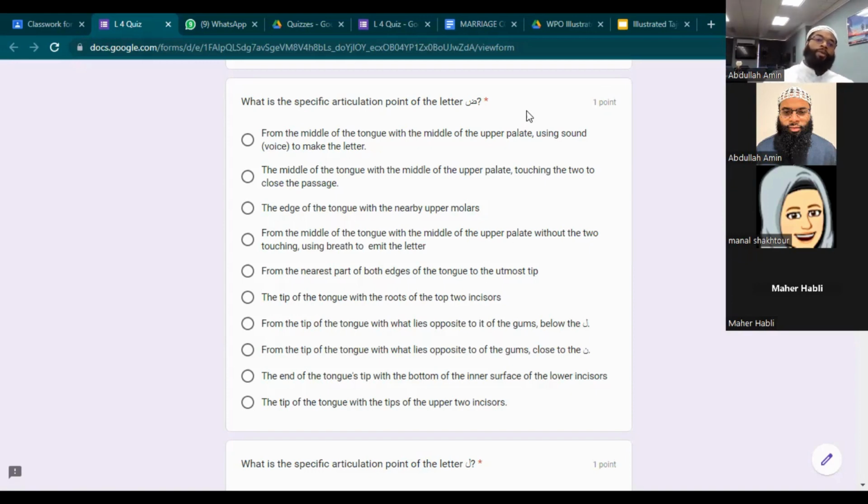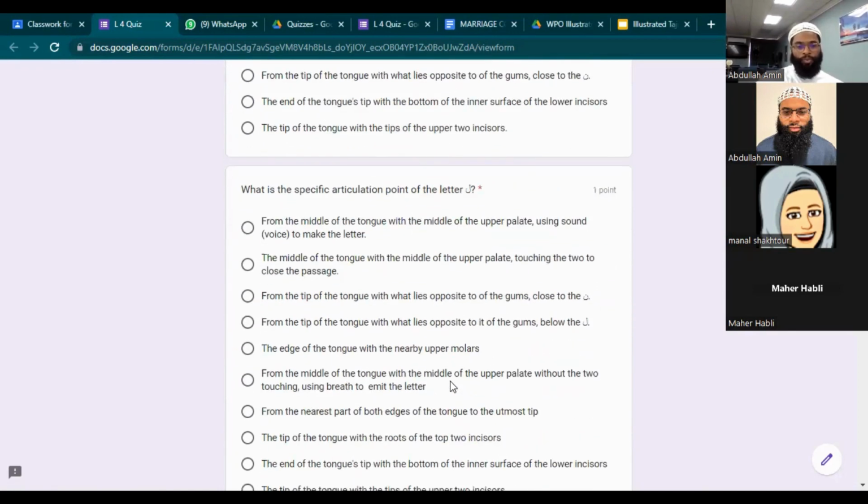So last class we covered the remainder of the articulation points of the letters, and the letters that we covered are starting from the dad, which is from the edges of the tongue, till the tip of the tongue and the lips and the nasal passage. So the dad, its articulation point, as is on the questions, is from the edge of the tongue with the nearby upper molars. That's the one.